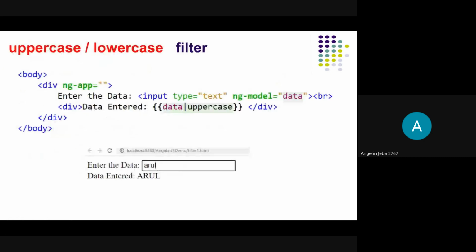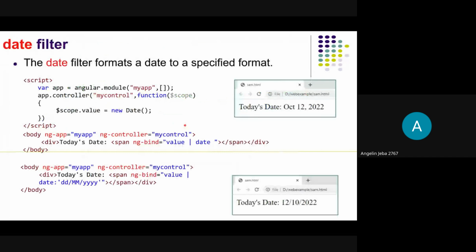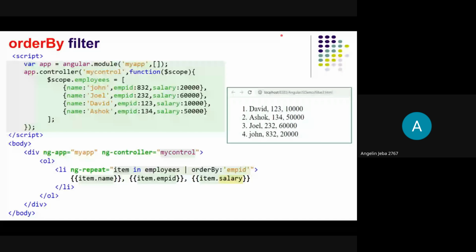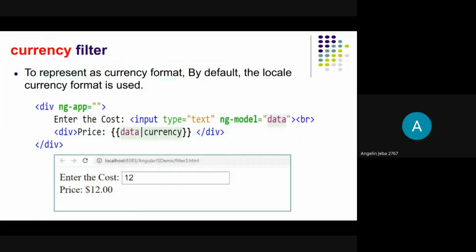So here we get lowercase to uppercase if we want the data in uppercase, and it is turned into uppercase. Similarly, the date value can be done in scope variable, scope dot value is equal to, and it also can be done through ng-bind for binding it. And order by, we can order it by employee ID or salary or item name.